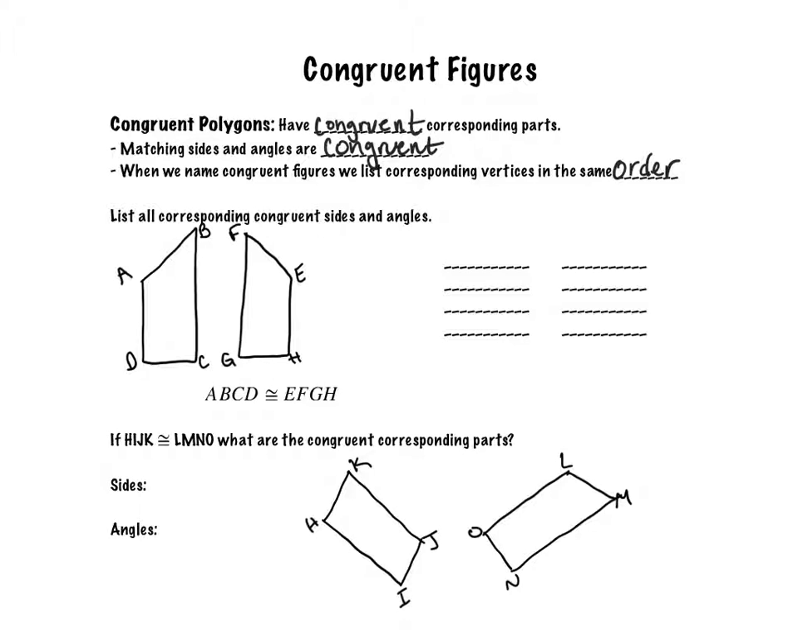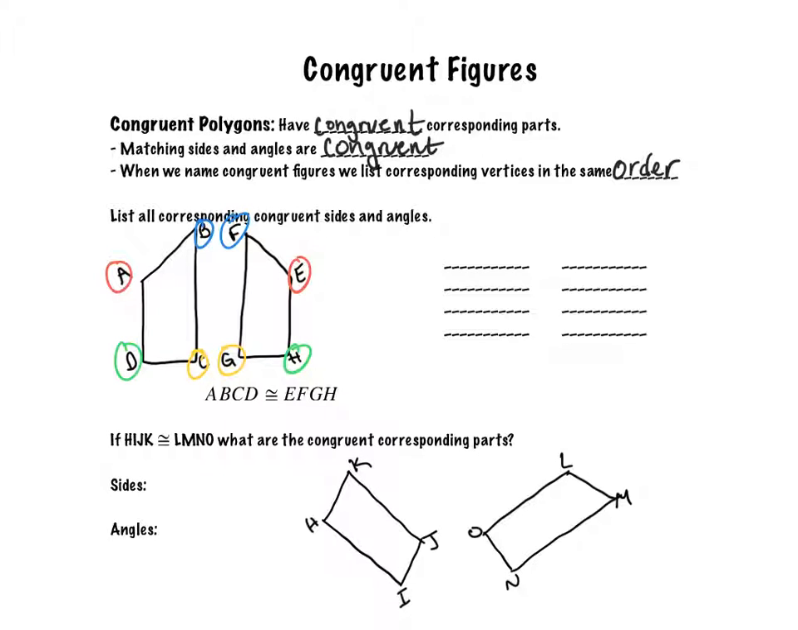If I look at this shape down here, I'm talking about A, B, C, D, and E, F, G, H. They tell me here that ABCD is congruent to EFGH. So what that means, we're going to do this. A corresponds to E, B to F, D to H, and C to G. So that's important to note.